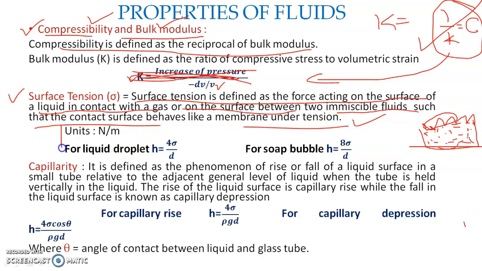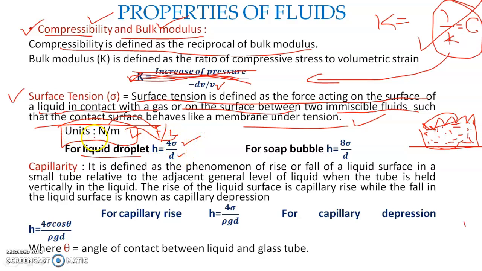Surface tension formula to calculate: the surface tension unit is Newton per meter. The formula is force by length. Force is represented by Newton, and length is represented by meter. Clear? For a liquid droplet, the height h is equal to 4 into sigma divided by d.